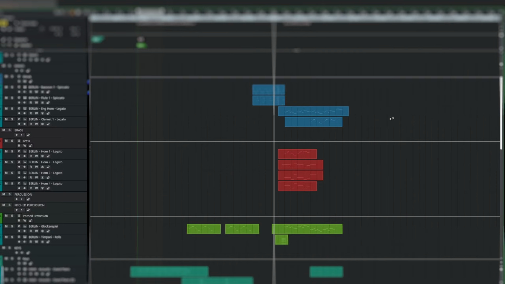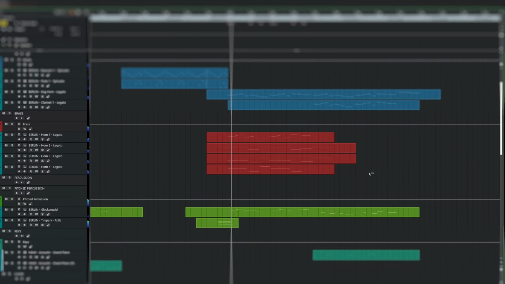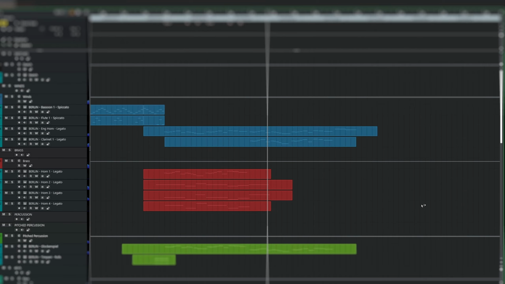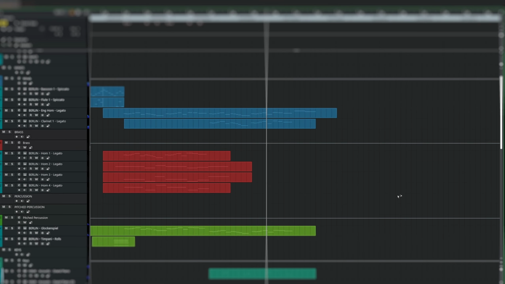And that gives us... then we have this very short transition, again just one bar, which is going here.